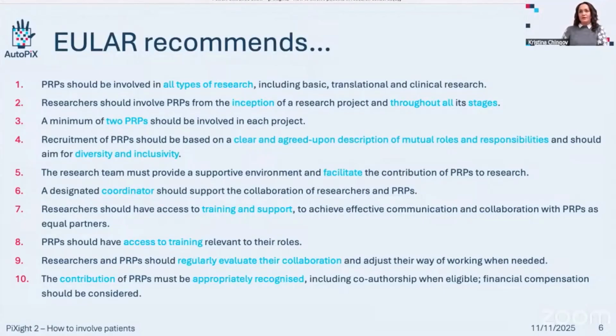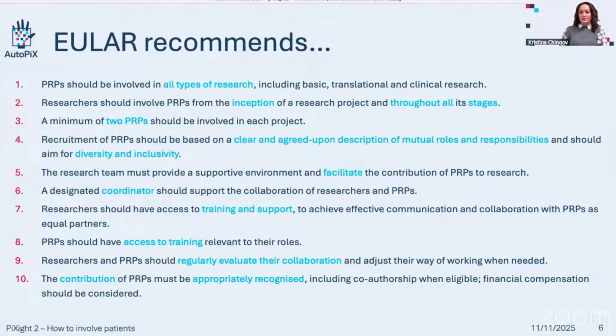And of course, their recruitment needs to be based on clear, predetermined roles and expectations that also aim for inclusivity and diversity. In the very difficult research projects that we face currently, of course, we need to provide a very supportive environment that facilitates the involvement of patient research partners. And this leads to the sixth recommendation from EULAR, which says that a designated coordinator should support the collaboration of patient research partners.